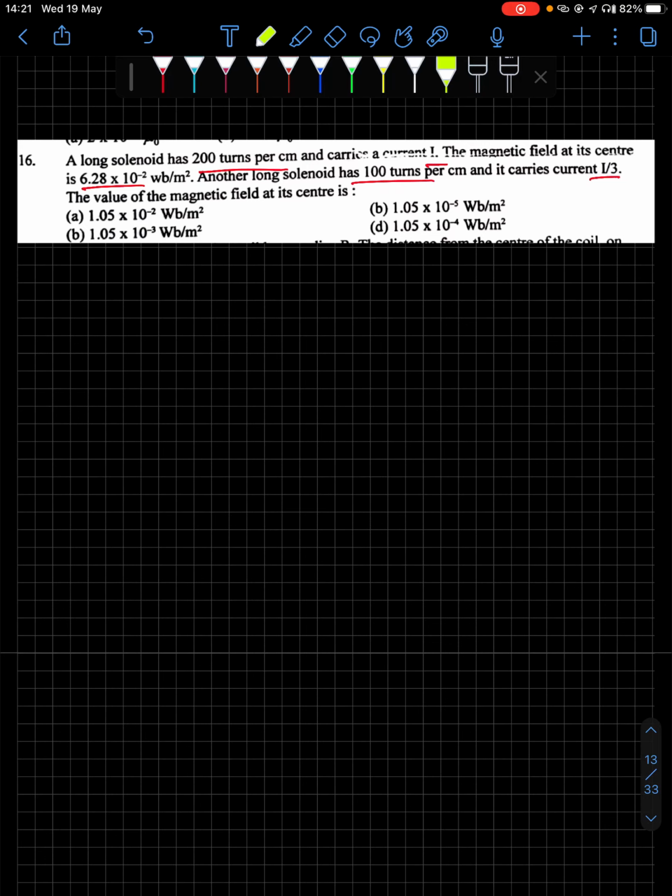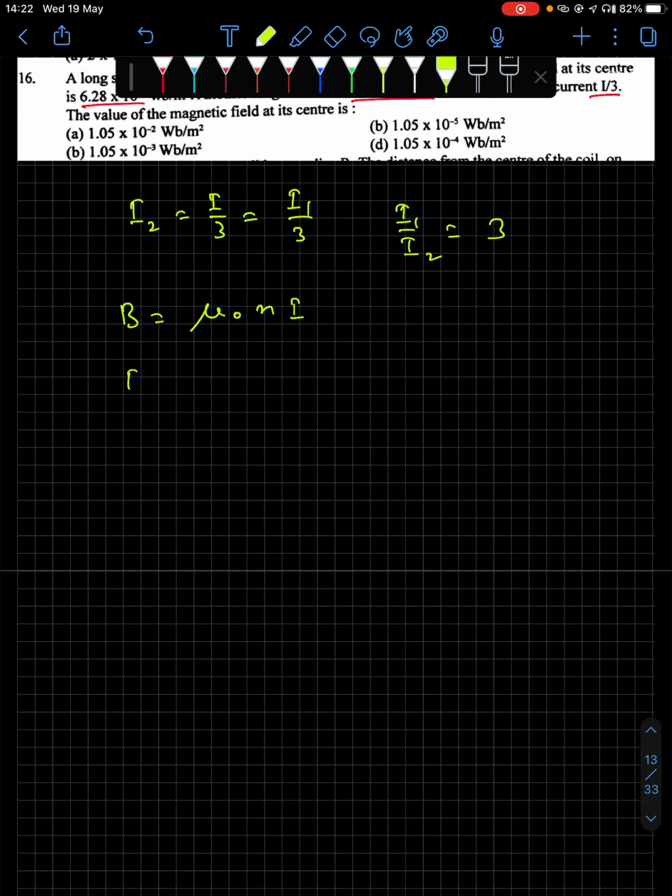In the first case the current is I, in the second case the current is I by 3, right? So I1 by I2 is equal to 3. Now the relation for B is mu naught N i. You are supposed to find the magnetic field in the second case. Therefore B2 by B1 is N2 I2 divided by N1 I1.